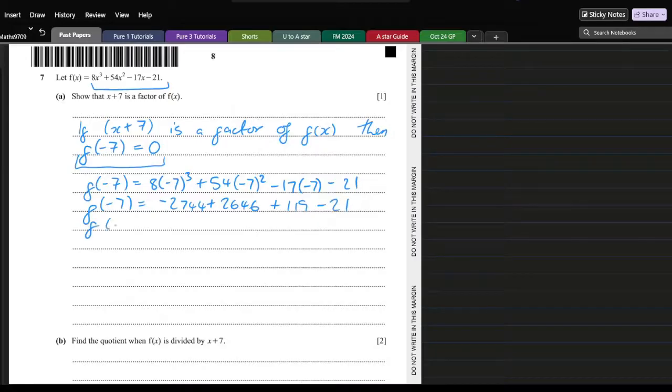Alright, so putting everything together here, we've got minus 2744 plus 2646 plus 119 minus 21, which gives us 0. And this shows that f of negative 7 is in fact 0. Therefore, x plus 7 is a factor. Let me write that properly, is a factor of f of x. Alright, and that's our final answer.